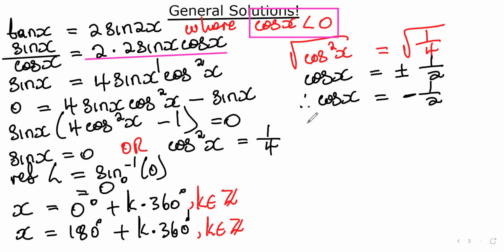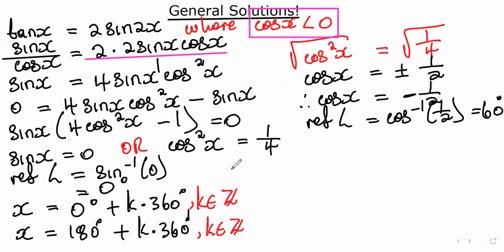Then we come for this one and find the reference angle. Well, we say it's the arccos of 1/2. And this is going to give us 60 degrees. And we say, in which quadrant is cosine negative? Well, it's negative in the second quadrant.